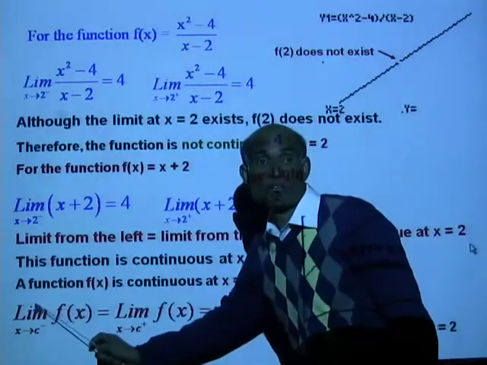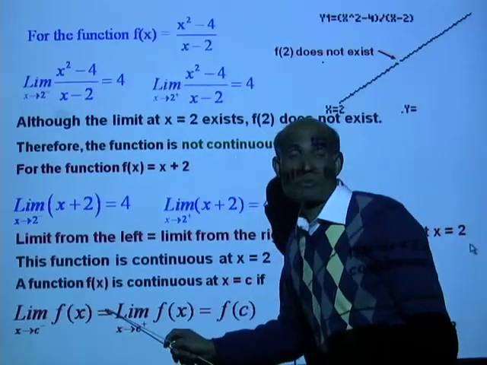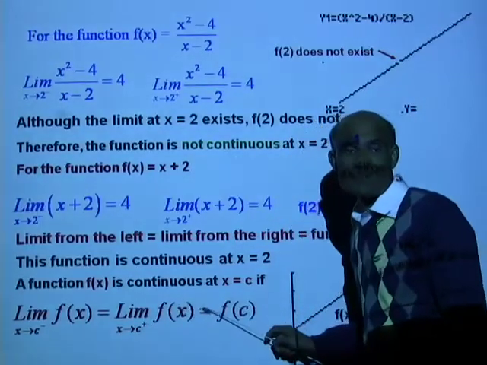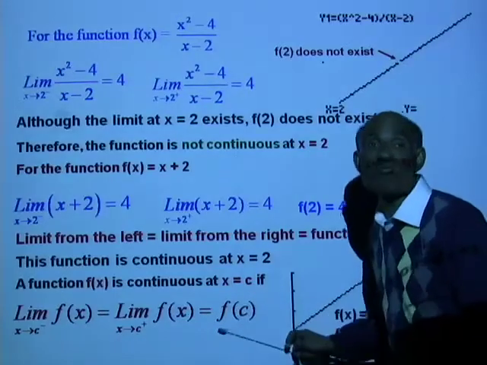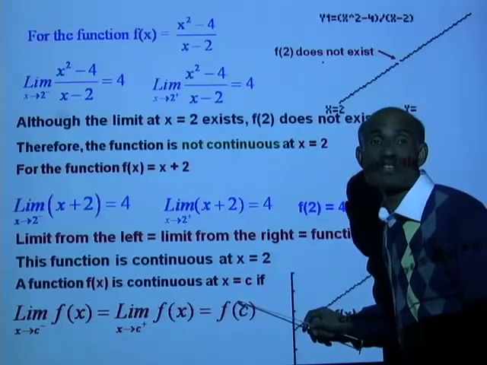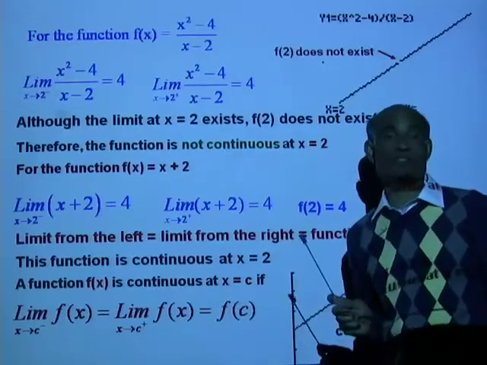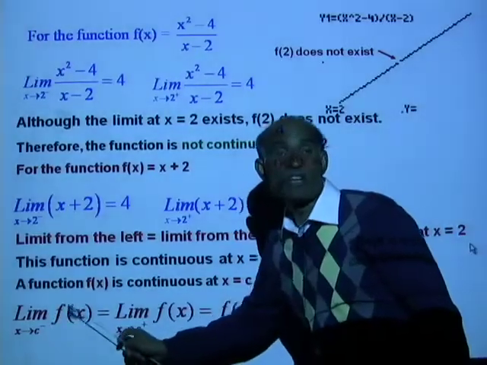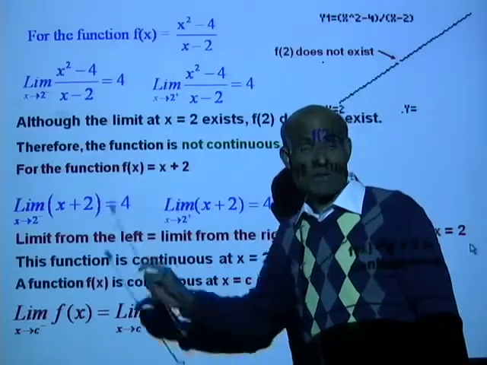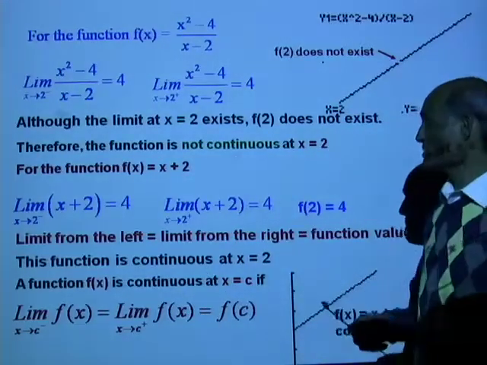Well, the limit as x approaches c from the left of the function must be equal to the limit as x approaches c from the right of the function, must be equal to the value of the function at c, f of c. Now, this is the necessary condition for the function to be continuous at x equal to c. It is not enough that the left limit equal to the right limit. We had it in an earlier case. But also the function value must be equal to that limit for the function to be continuous.